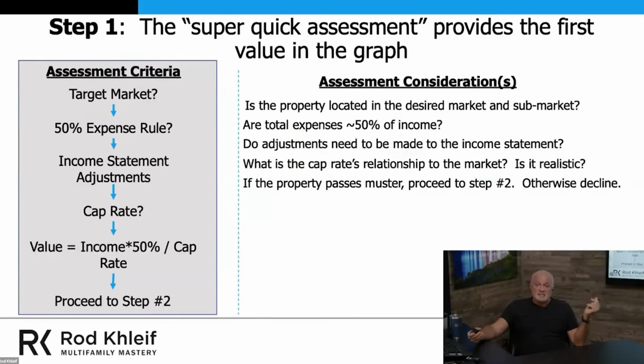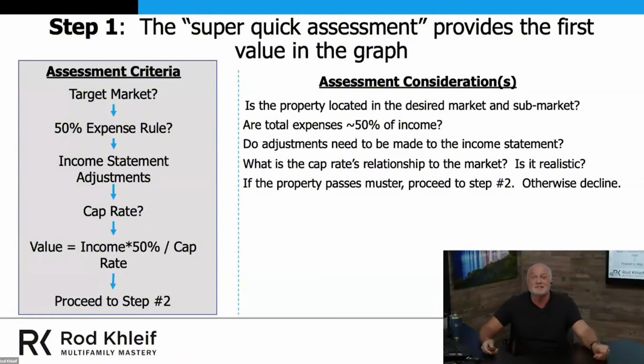Is what they're asking realistic? If they're asking for a 2 cap and everything else is at a 5 cap, is that a problem? It could be a red flag, yes? These are the things you want to ask yourself. I know some of this is common sense, but if I take my income and take out a 50% expense ratio and divide that by my cap rate, what's the value that I just calculated? Does it come within any sort of range of the offer price that they're asking, right? If not, what's going on here?